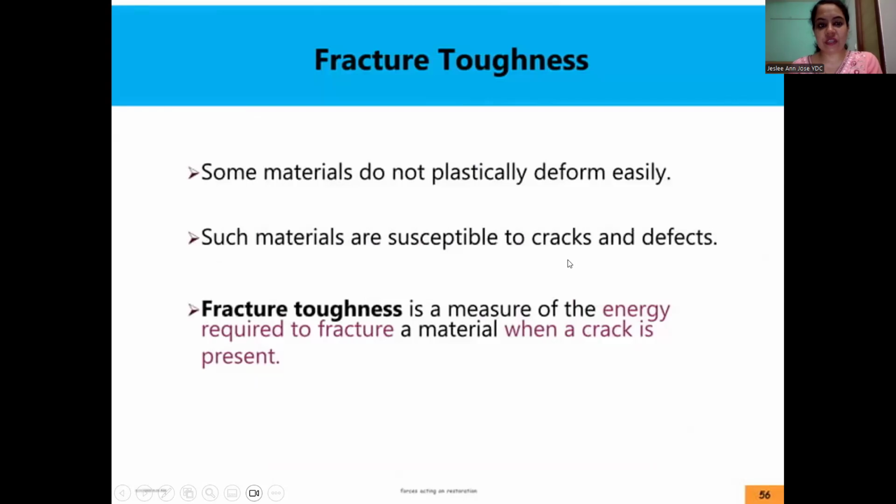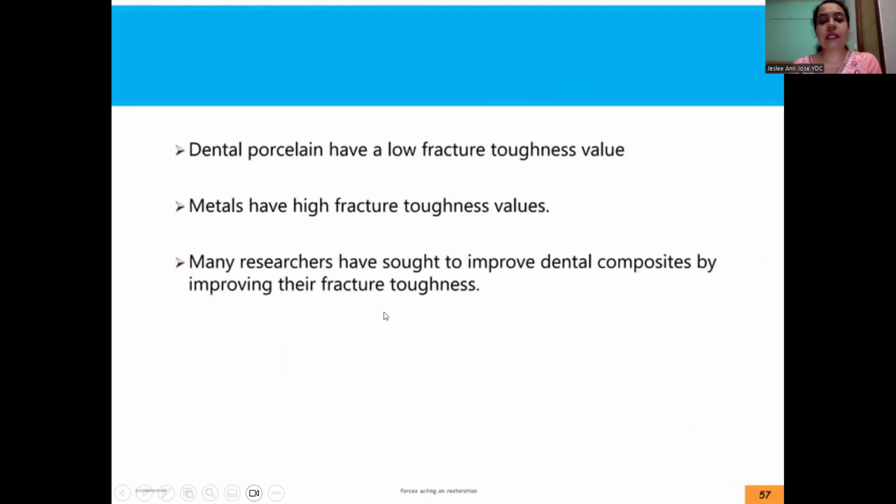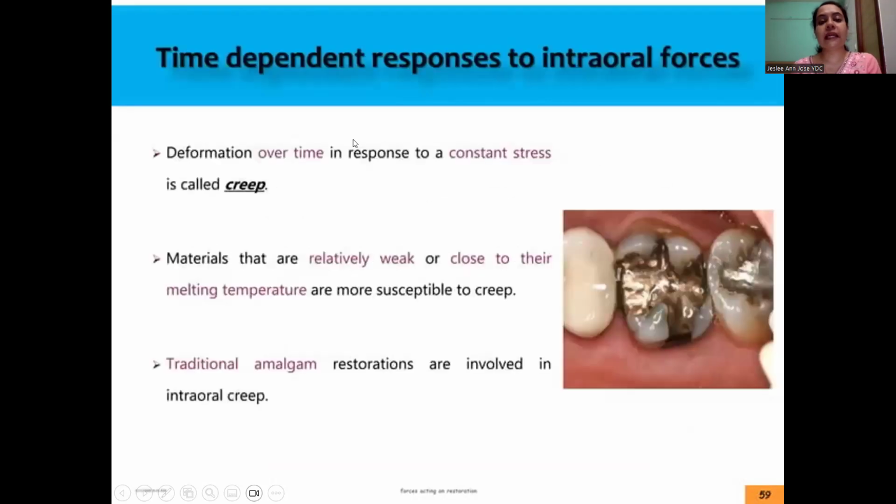Next is the fracture toughness. It is the measure of the energy required to fracture a material when a crack is present. Some materials do not plastically deform easily, so they are more susceptible to cracks and defects. Dental porcelain is an example of such a material with a low fracture toughness value. Coming to the metals, they have a higher fracture toughness value. Next factor is the creep. Creep is the time-dependent plastic deformation.